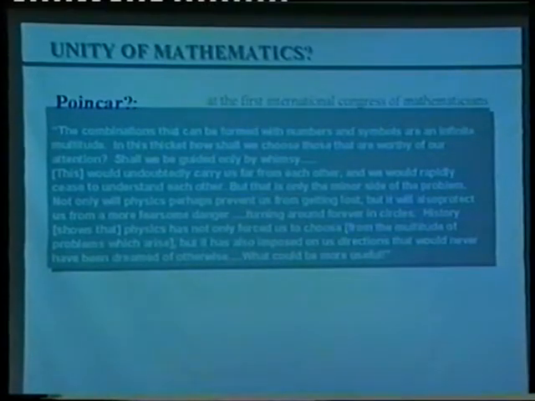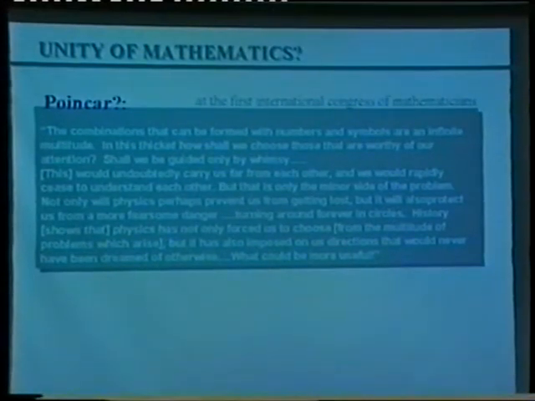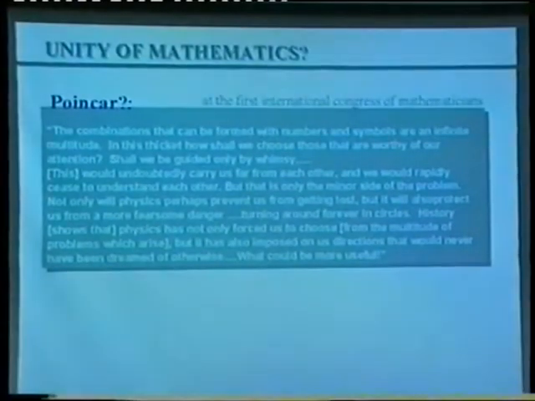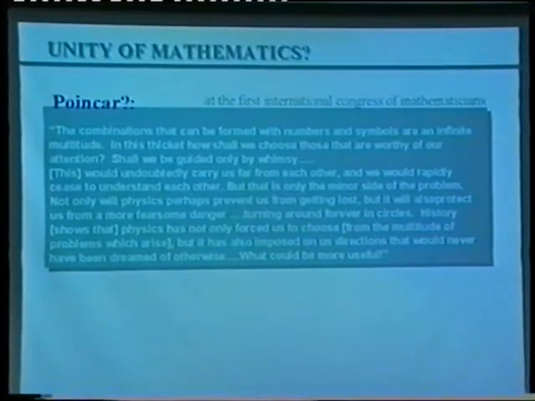Shall I read it? So the combinations that can be formed with numbers and symbols are an infinite multitude. In this thicket, how shall we choose those that are worthy of our attention? Shall we be guided only by whimsy? This would undoubtedly carry us far from each other, and we would rapidly cease to understand each other. But that is only the minor side of the problem. Not only will physics perhaps prevent us from getting lost, but it will also protect us from a more fearsome danger, turning around forever in circles. History shows that physics has not only forced us to choose from the multitude of the problems which arise, but it has also imposed on us directions that would never have been dreamed of otherwise. What could be more useful?